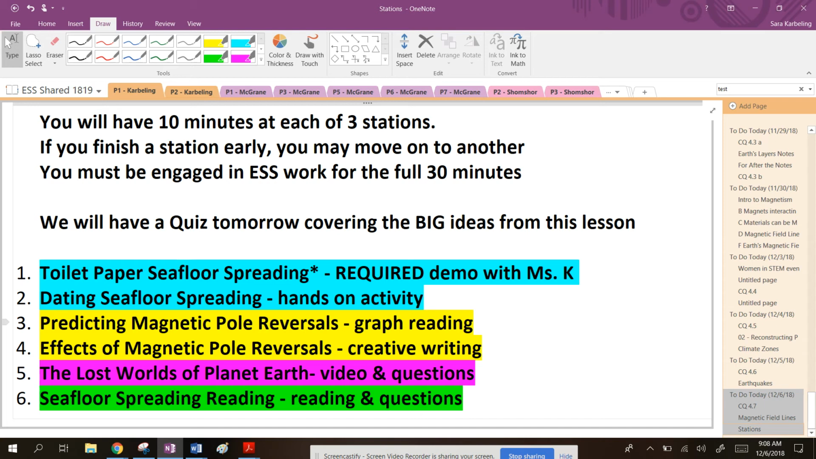Station number 1, so I put little labels all the way around the room in pink. Do you see those little pink labels? Okay, they correspond with each of these. Station number 1, everybody has to do, but we're going to do it kind of in an organized fashion, so I'll explain that one in a minute. Station 2 is located over there behind Beth.